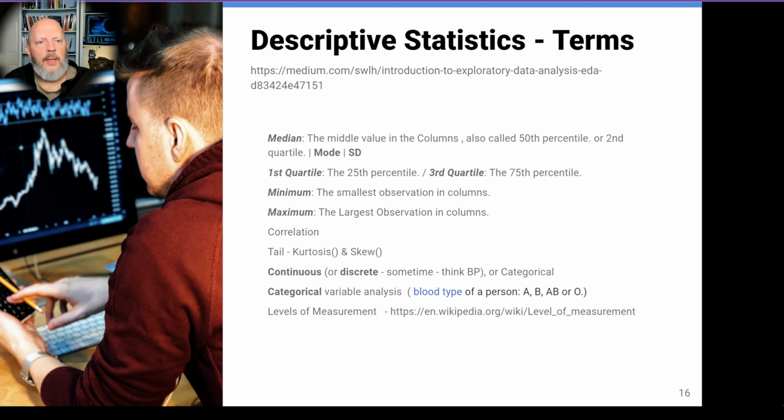Categorical variables, okay? Blood type. Type A, type B, type AB. Those are categorical variables. They fit into something. Another term that I didn't cover is continuous or discrete, okay? A continuous variable is simply a number that can have a continuous amount of numbers, okay?